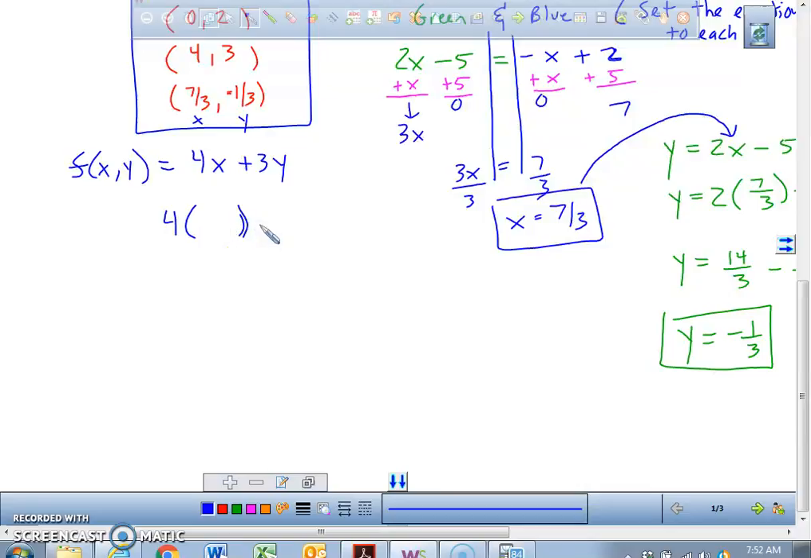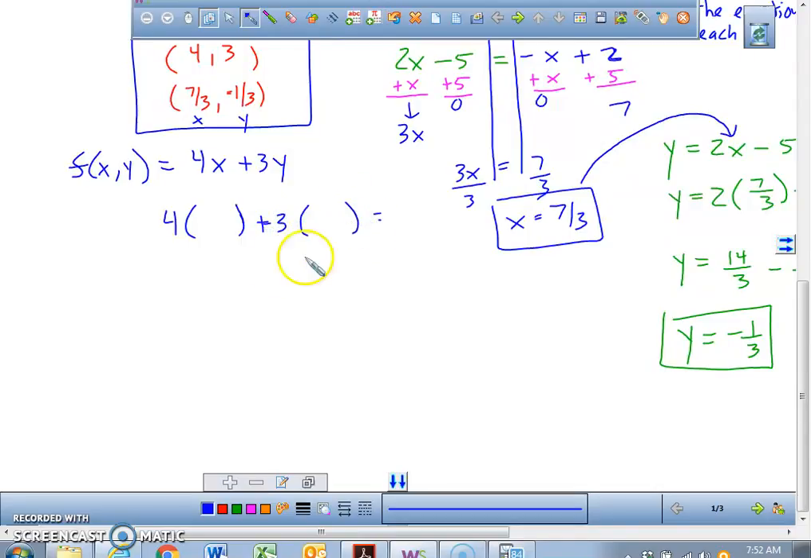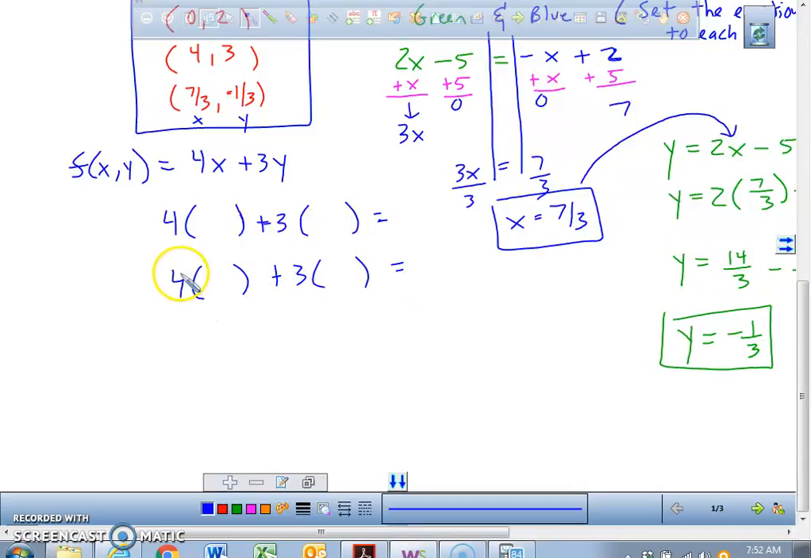So I'm opening up a parentheses, everybody. Let's see what it equals. We have to do it for all three. Okay? I'm going to pause the video, and when I start it again, you'll see all the numbers plugged in.